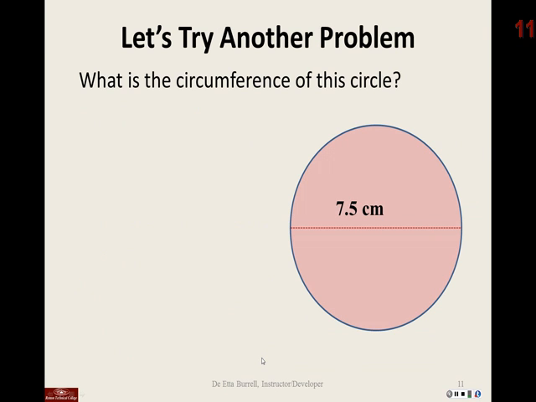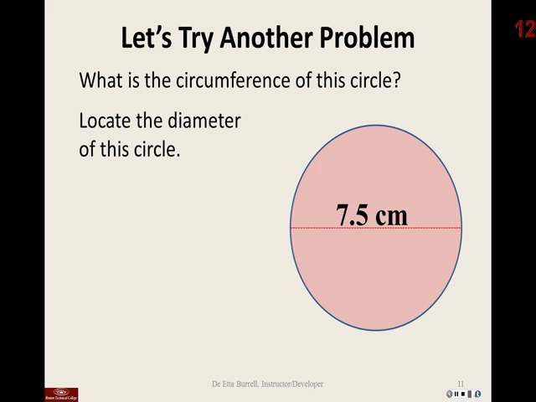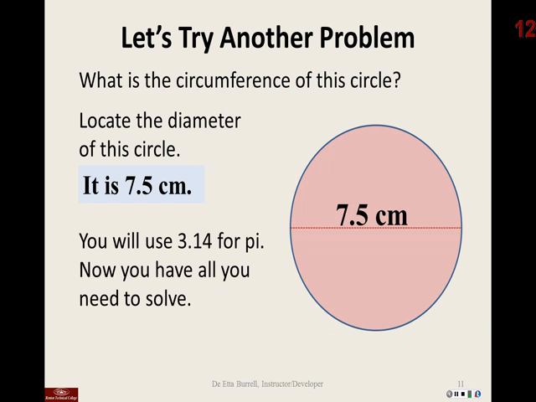What's given on this one? Diameter. So which formula will I use for this one? C equals, no, there's no R. C equals pi times diameter. Okay? So the diameter is 7.5. We're going to use 3.14 for pi. So I just multiply 3.14 times 7.5. What do I get?